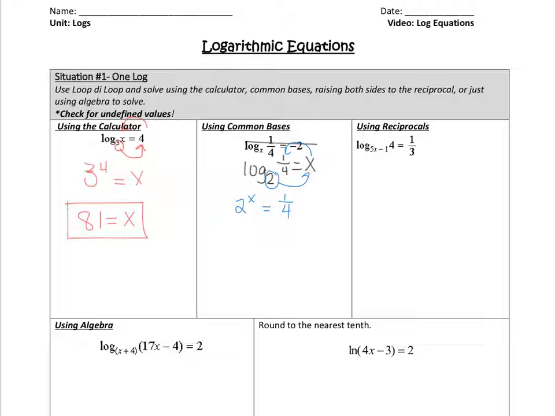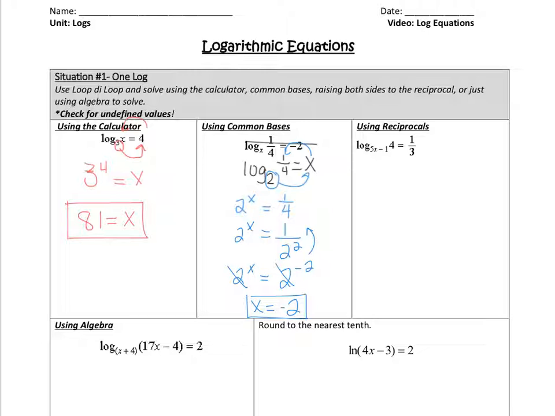The only way to solve for a variable in the exponent is to use common bases. So I'm going to rewrite 4 with a base of 2. So 2 to the x is equal to 1 over 2 squared. 4 is the same thing as 2 squared. Then I'm going to bring this up. So 2 to the x equals 2 to the negative 2. And then cross the bases off, and the answer is x equals negative 2.